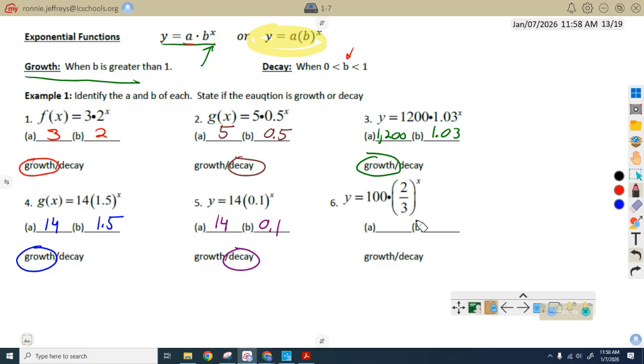Number 6, what is our a? 100. What is our b? 2/3. Because our b is 2/3, is this growth or decay? Decay.